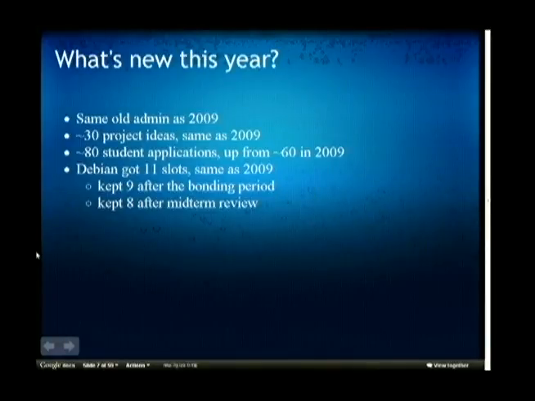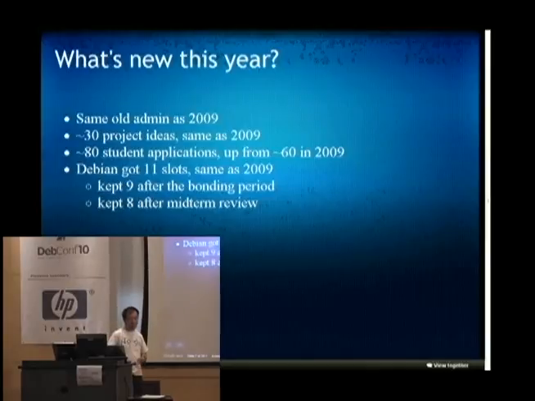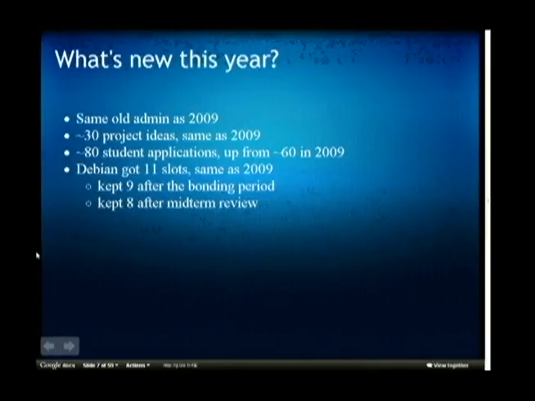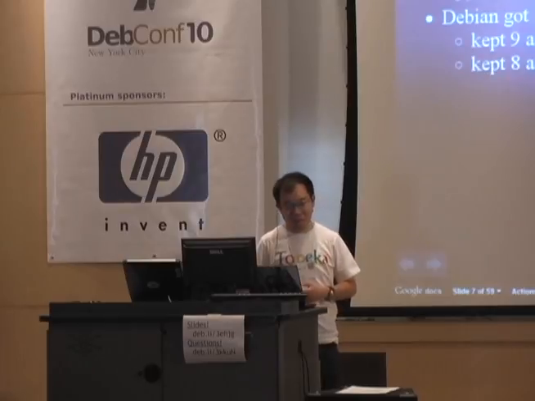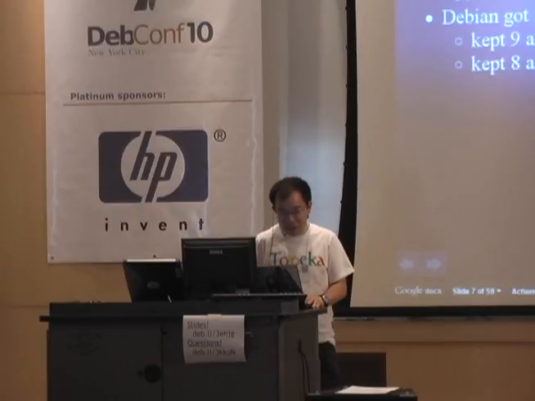So what's new this year? It's the same old admin as last year, which is me. We still have about 30 project ideas coming from developers. We always like to have more project proposals, because each student goes through the list of organizations that participate in the program, and they click on the link that says ideas, and this list of ideas is really what students will look for. We had a list of about 30 projects, and compared to some other organizations, it wasn't that much. So I hope that we'll get some more next year.